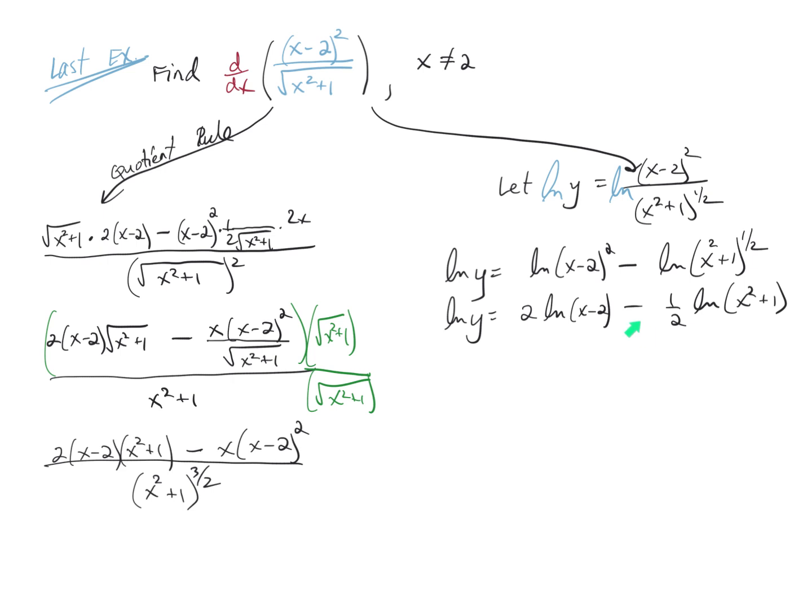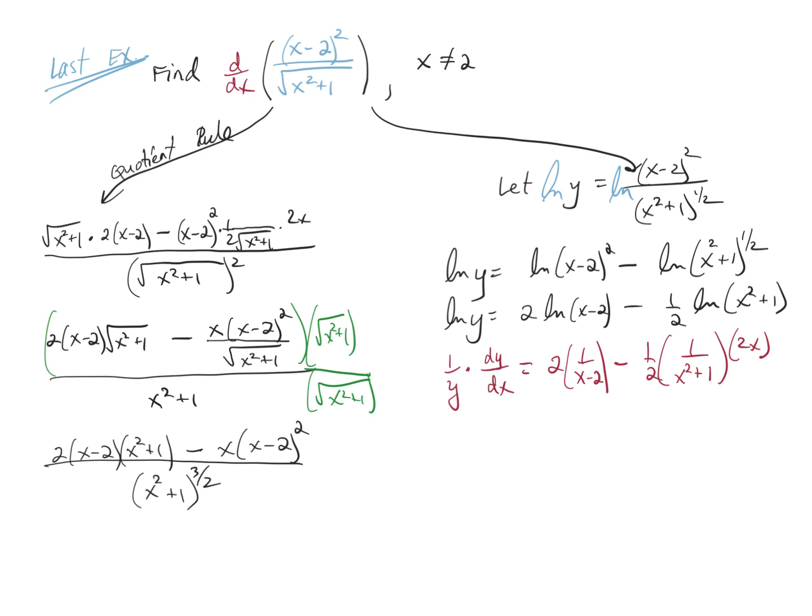And now let's go ahead and take the derivative with respect to x of the entire equation. So 1 over y times the derivative of y. And on the right side, the derivative with respect to x of all these expressions of x's give us 2 times 1 over x minus 2 times the derivative of x minus 2, which is just 1, minus 1/2 times 1 over x squared plus 1 times the derivative of x squared plus 1, which is 2x.